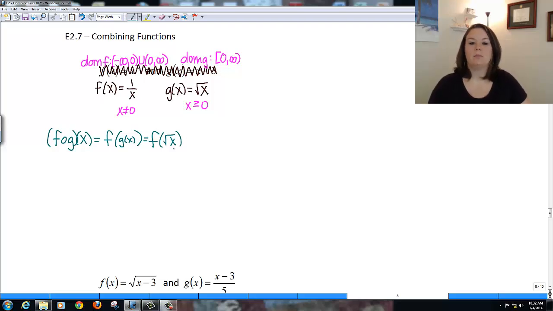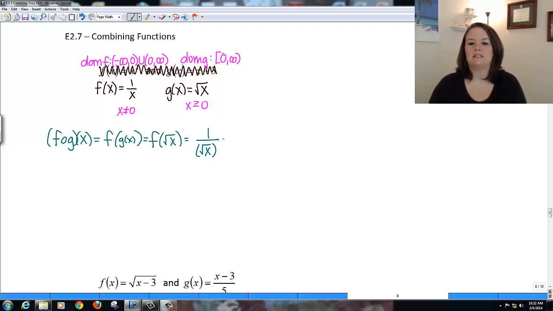Okay, so my f function says to do 1 over my input. Here my input is the square root of x. Okay, so this is my f composed with g function. Now in MyMathLab, it won't let you enter a radical in the denominator. So I'm going to go ahead and rationalize the denominator.